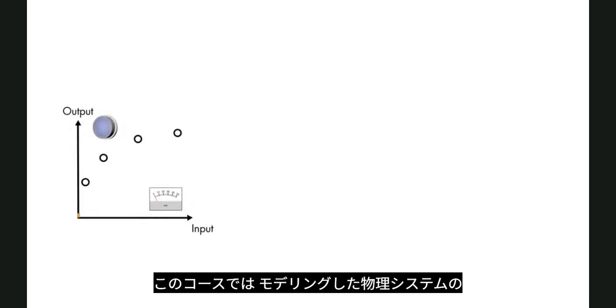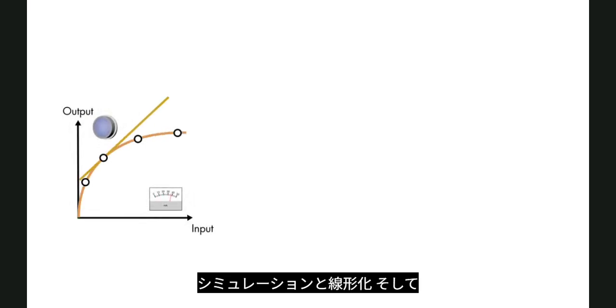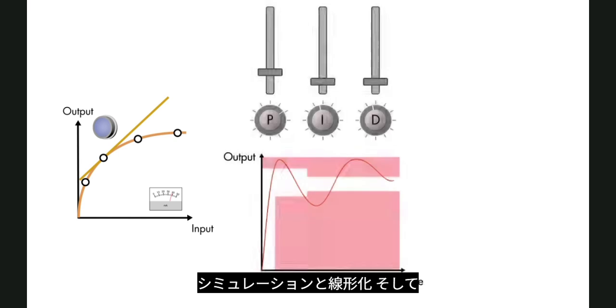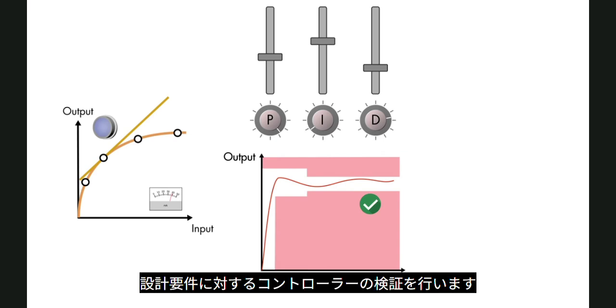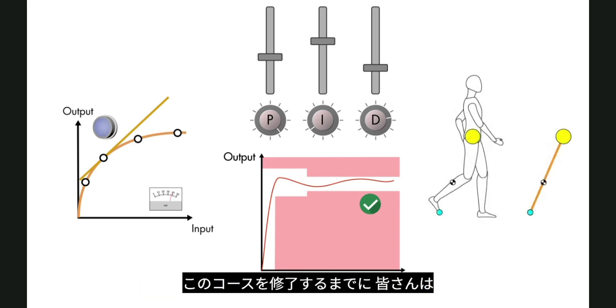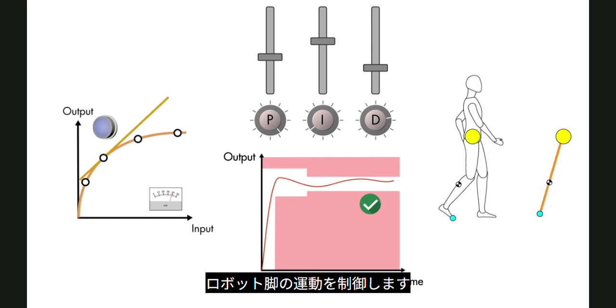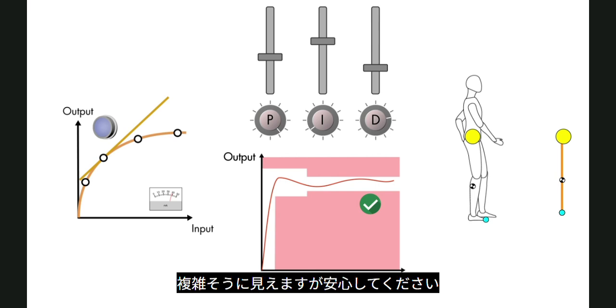In this course, you will simulate and linearize a model of a physical system, design and tune a feedback control loop, and validate your controller against the design requirements. By the end of the course, you will build a control system in Simulink to control the motion of a robotic leg. If this looks complicated, don't worry.